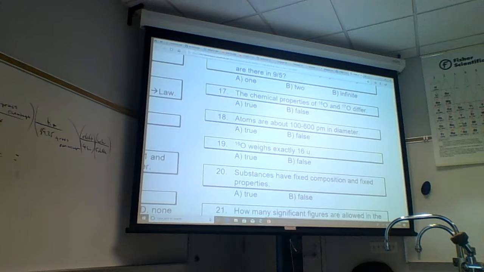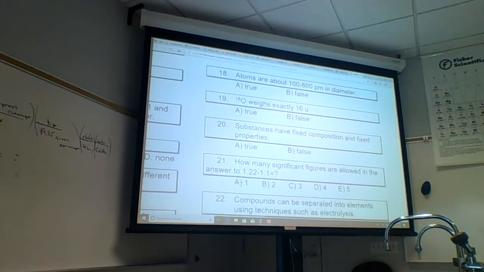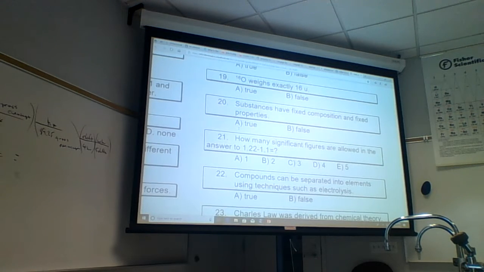18. True. Memorization. 19. False. Good. 20. False, true, false, false, false. Okay, I'm going to have to go against that, because substances.